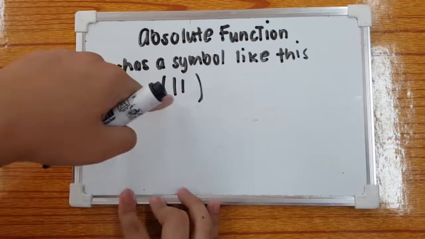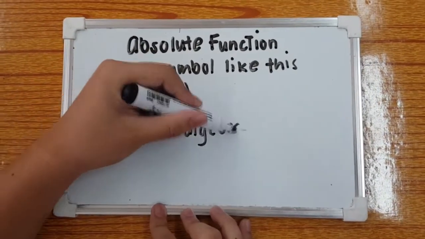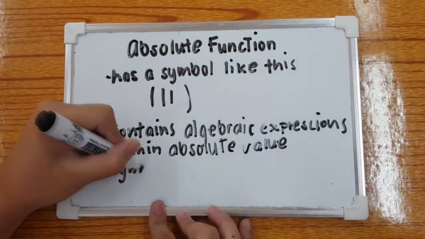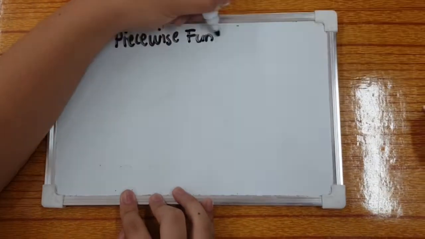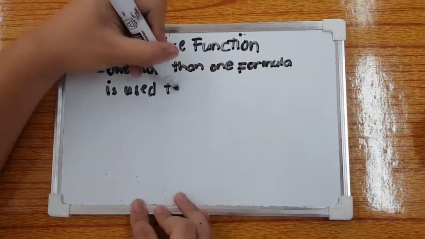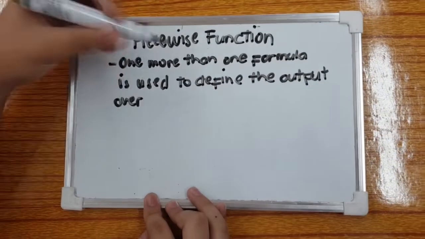Absolute function has a symbol like this. It contains algebraic expressions within absolute value symbols. Piecewise function: more than one formula is used to define the output over different pieces of the domain.